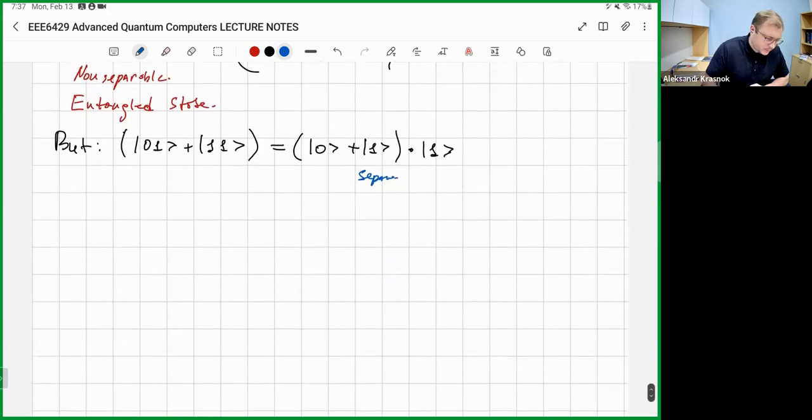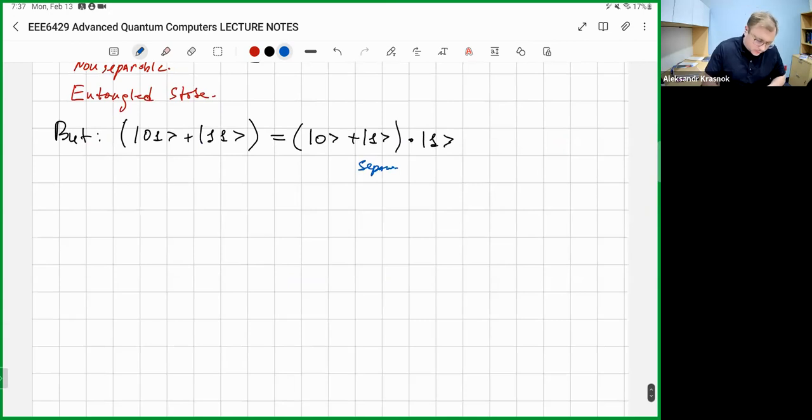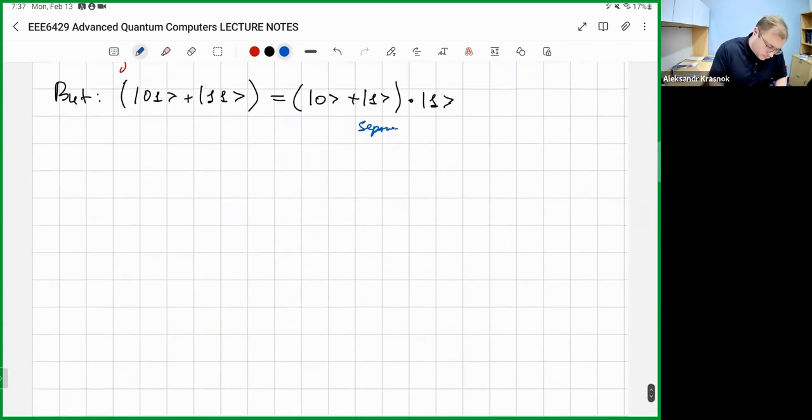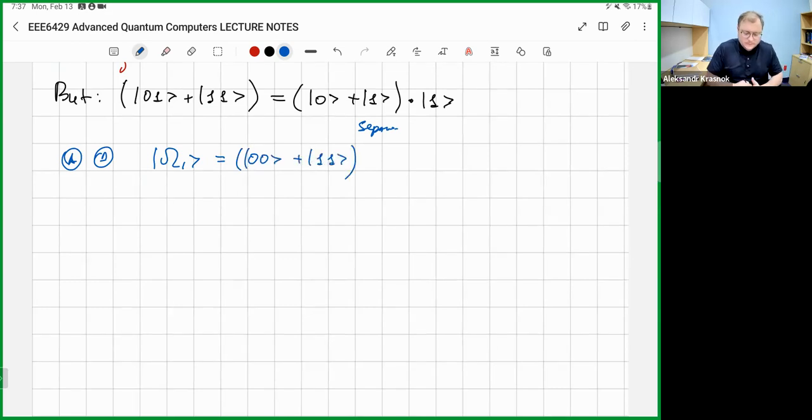Yeah, let me tell you a little bit more about this. For example, you have two-level systems, right? Like A and B. And you prepare this system in this first Bell state. Without the prefactor, you can write it like this. Right, so just the sum of these two vectors.